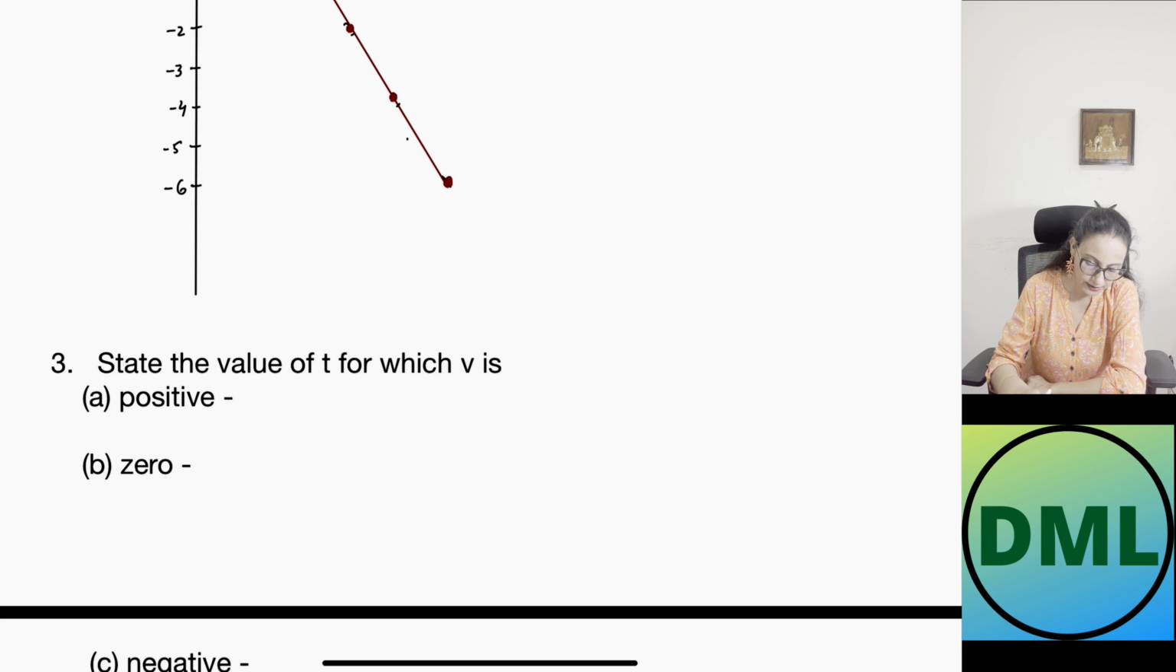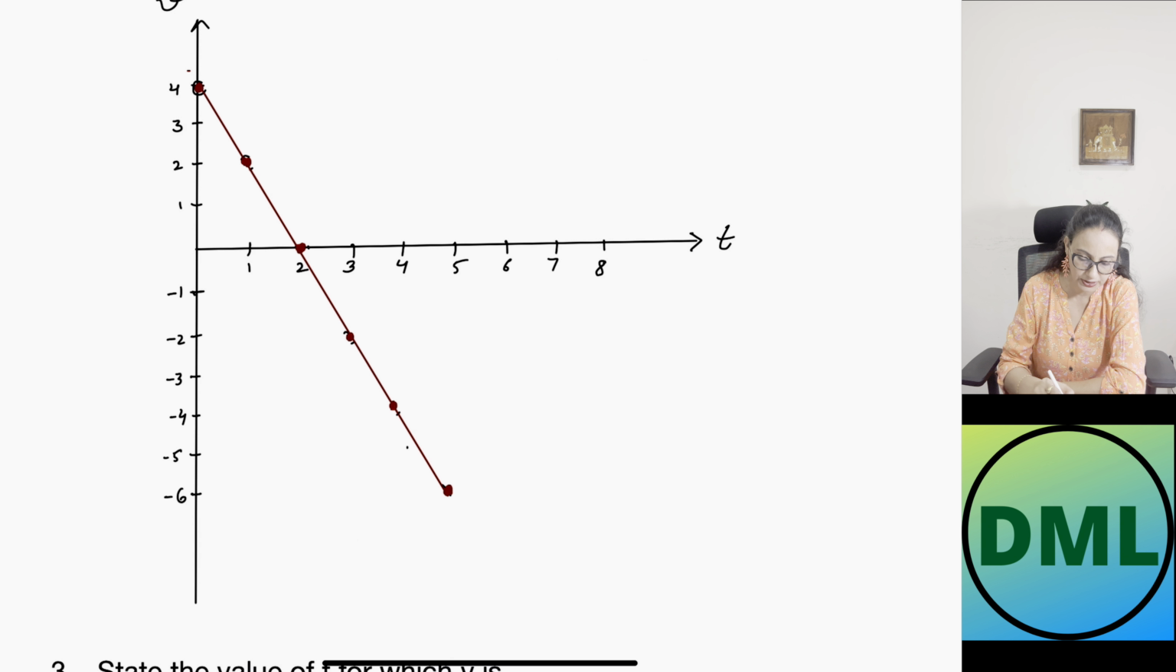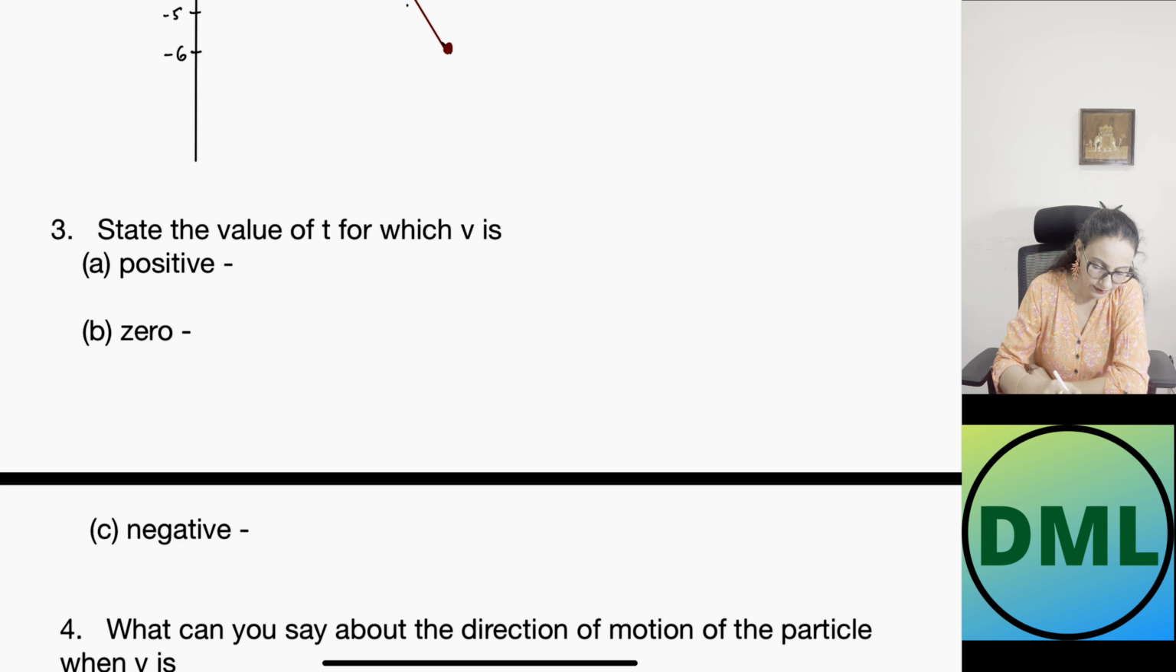Let's see the questions here. State the value for t for which the velocity is positive. Where we can see the velocity is positive. In this part here, the velocity is positive, but 2 is not included. At 2, the velocity is 0. My values of t will be greater than or equal to 0 and less than 2. 2 is not included. Let's write down the answer here. T is greater than or equal to 0, less than 2. That will be my first answer.